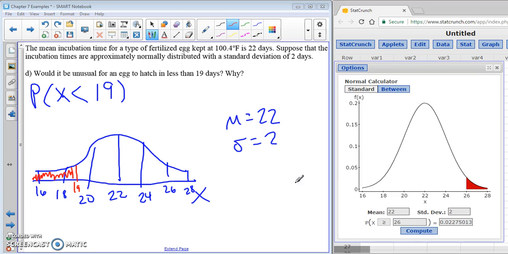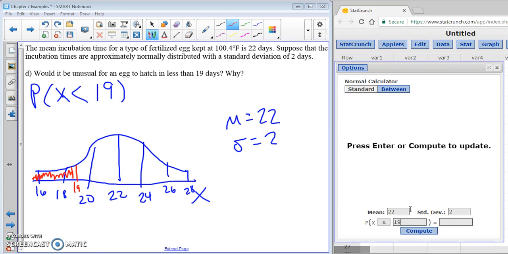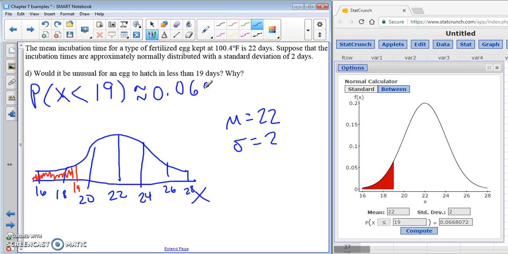So let's go to standard. 22 is our mean, 2 is our standard deviation. We want X less than or equal to 19. We're going to hit compute here, and we get approximately 0.0668.